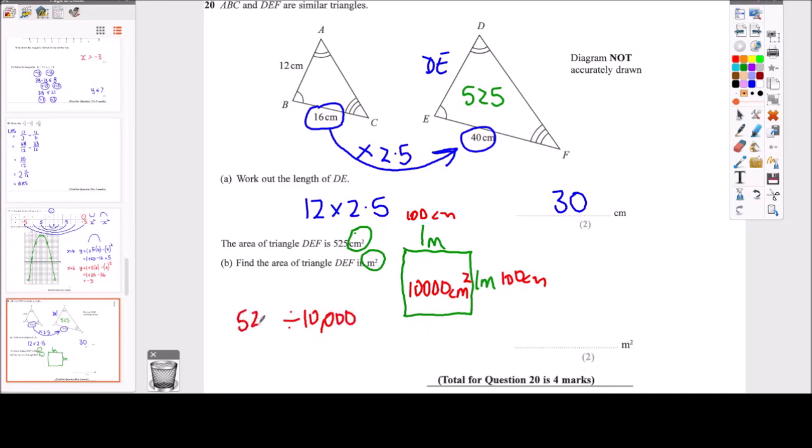So 525 divided by 10,000 equals 0.0525 meters squared.